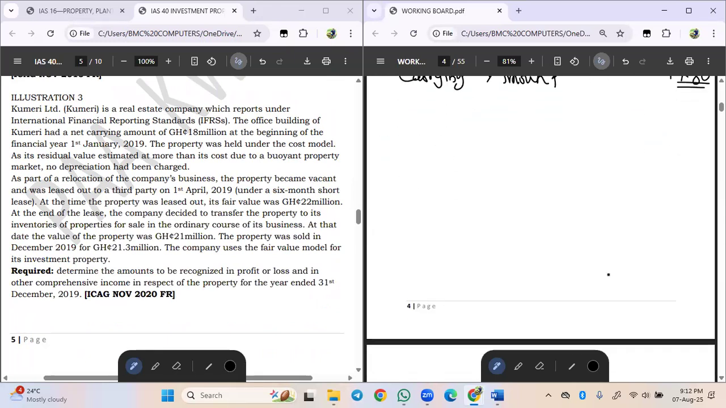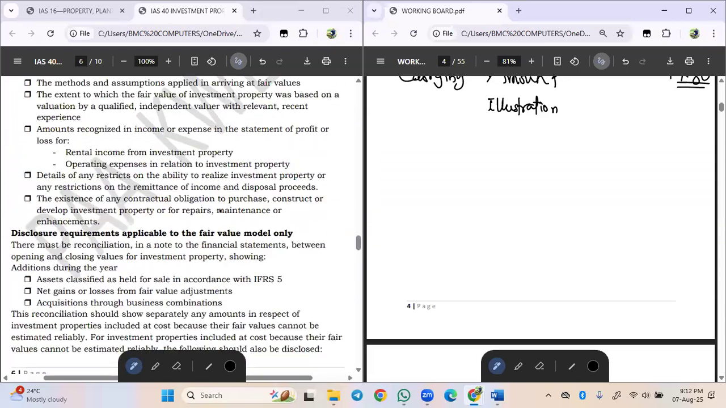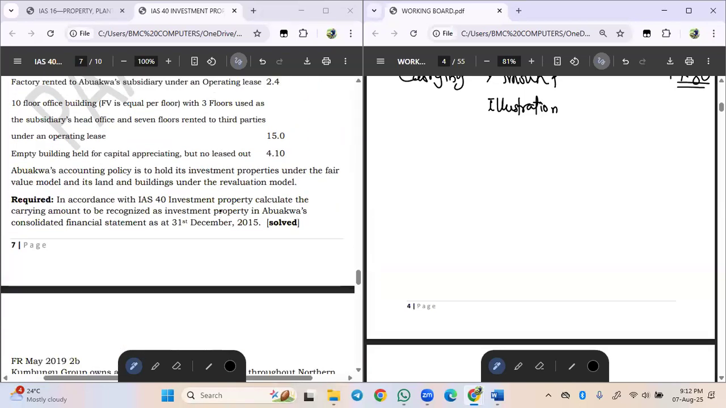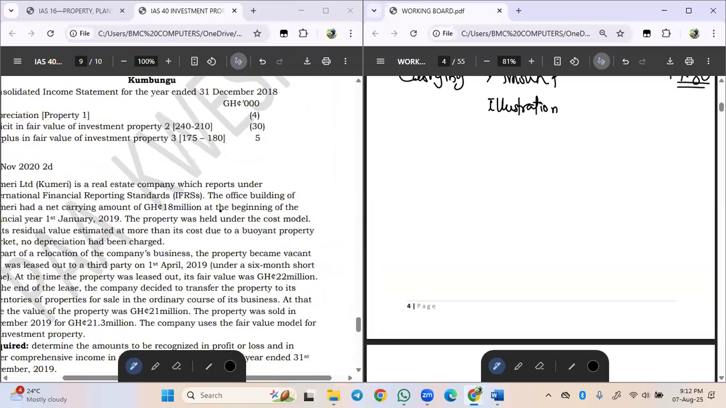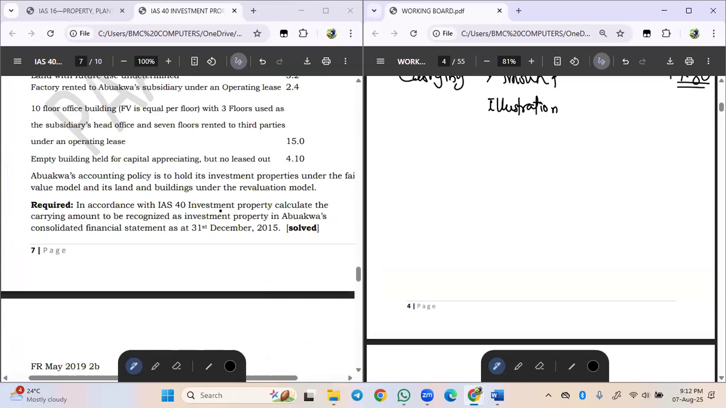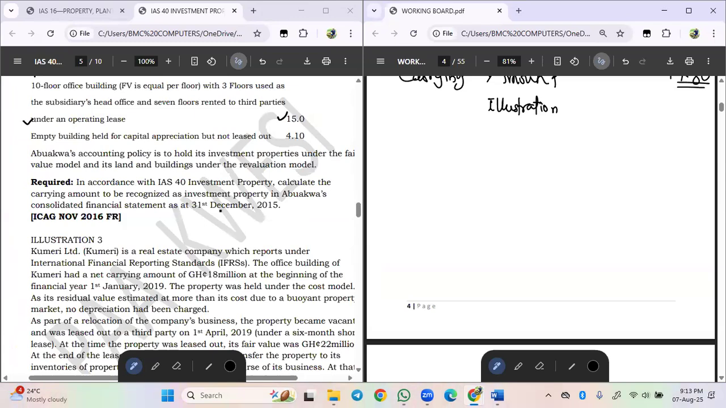Okay, so let's treat illustration 3 and 4. First of all, let's finish this illustration 3 if you have time. Then we do 4. The rest are just disclosures. Disclosure, then to the past questions. So this was a past question. Another past question here. So please let's do this. Illustration 3, someone should read.